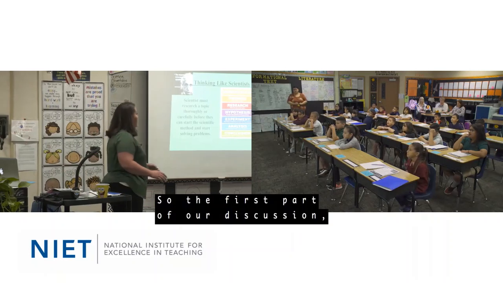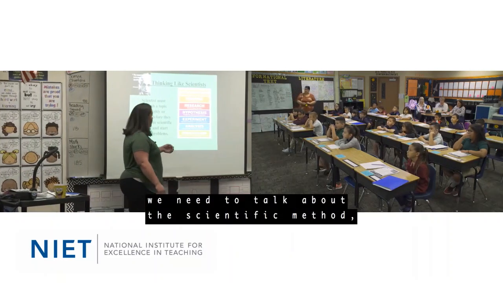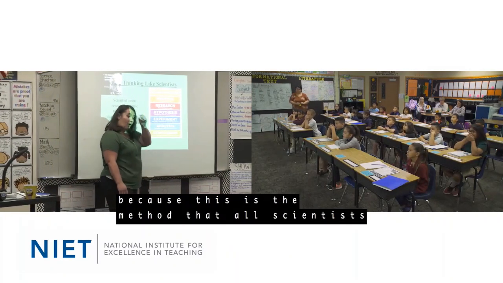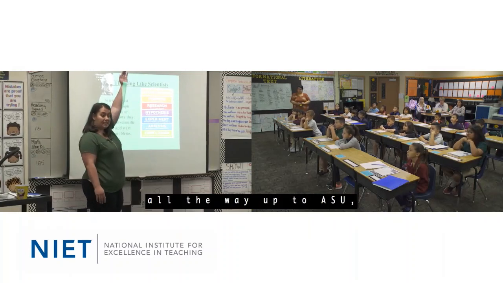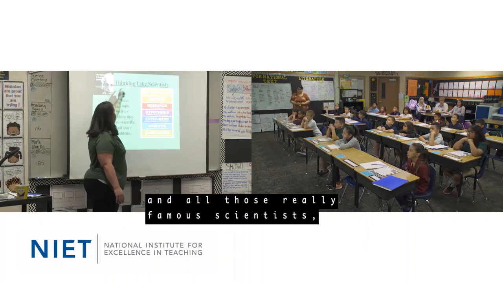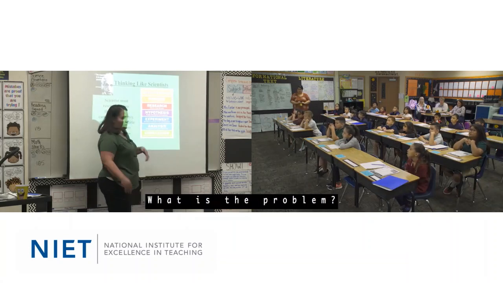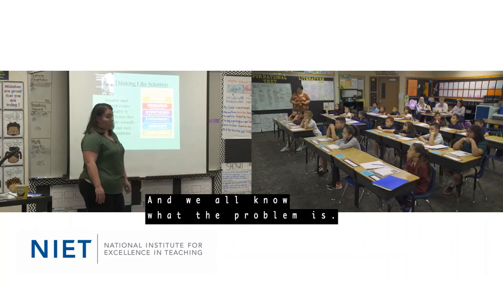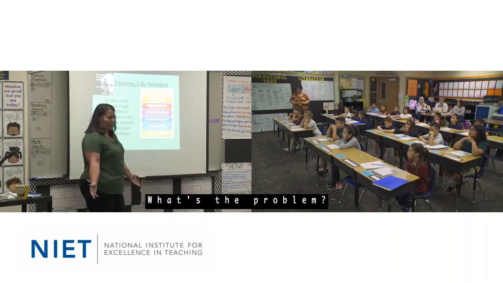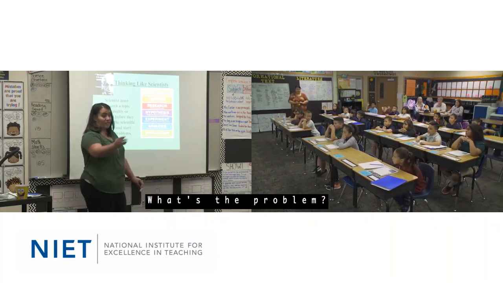So the first part of our discussion, we need to talk about the scientific method, because this is the method that all scientists, all the way up to ASU and all those really famous scientists like Albert Einstein use. So they start with a purpose. What is the problem? And we all know what the problem is. What's the problem? Raise your hand.